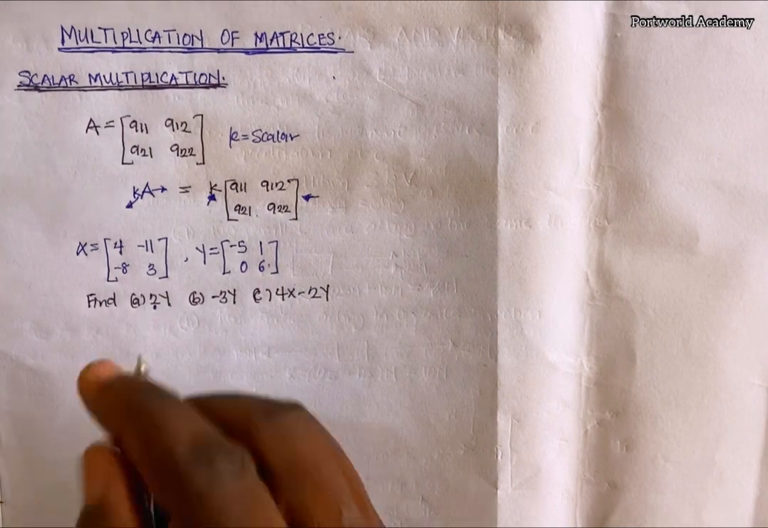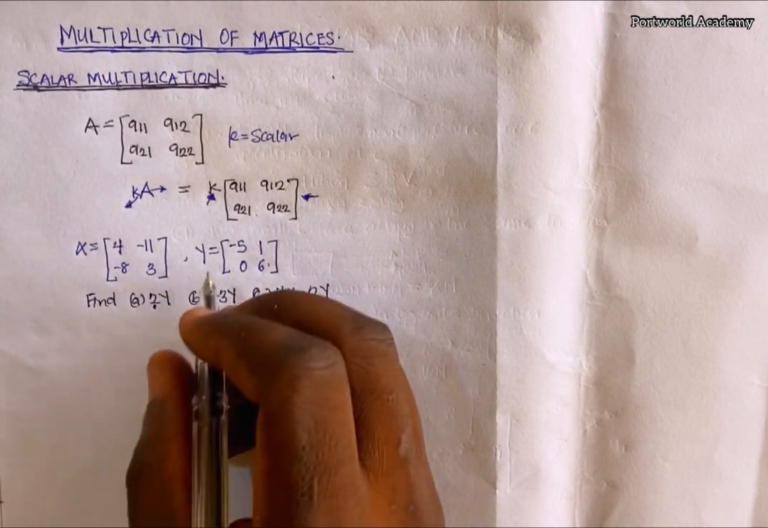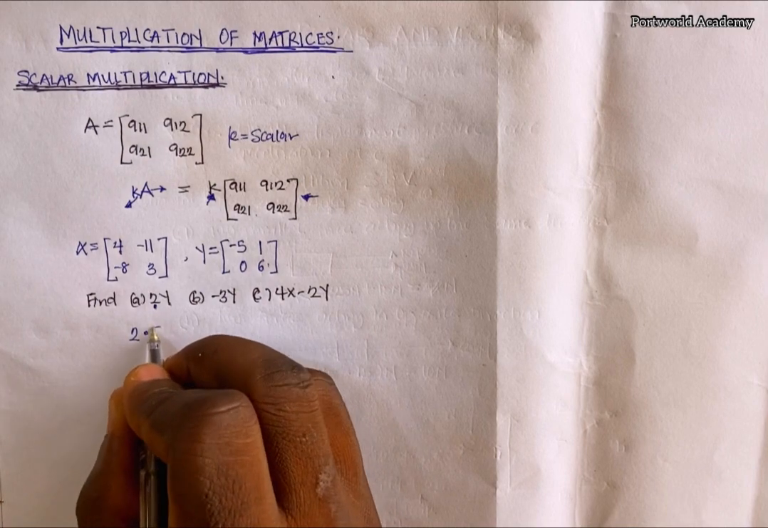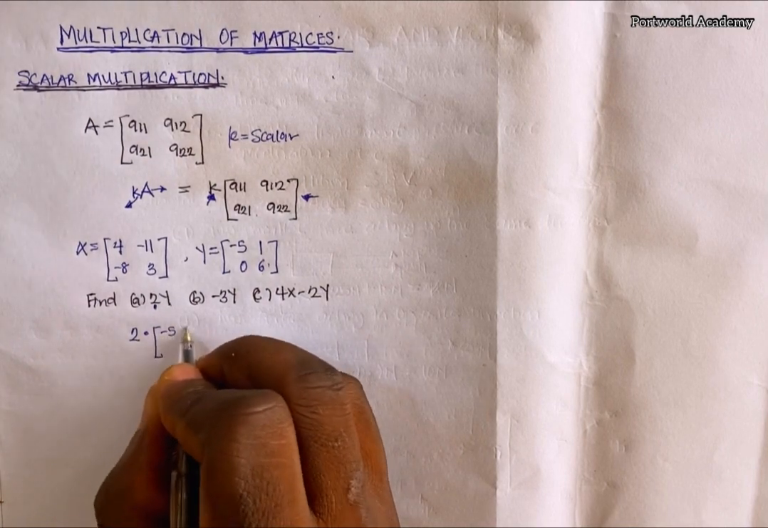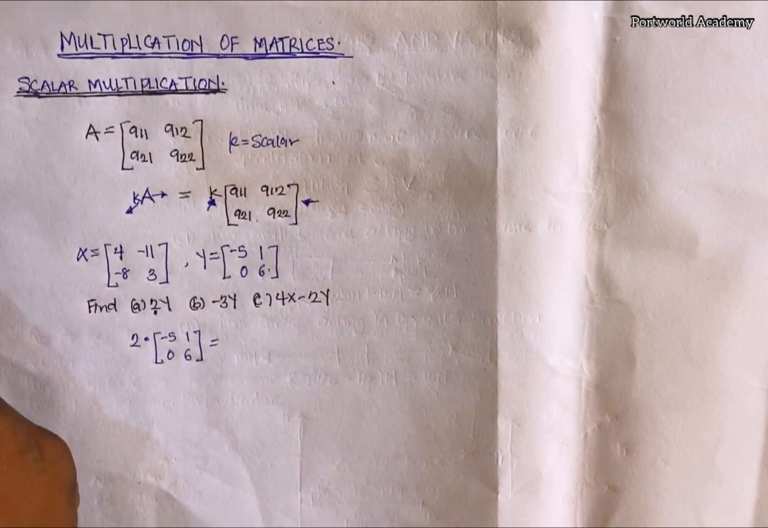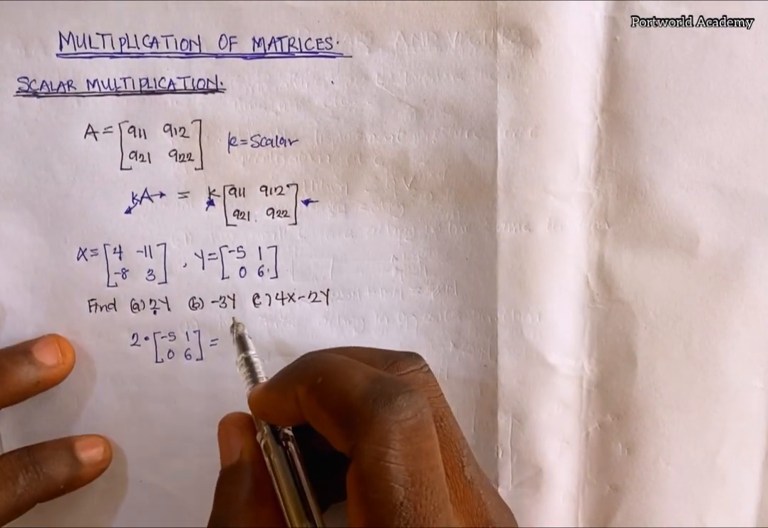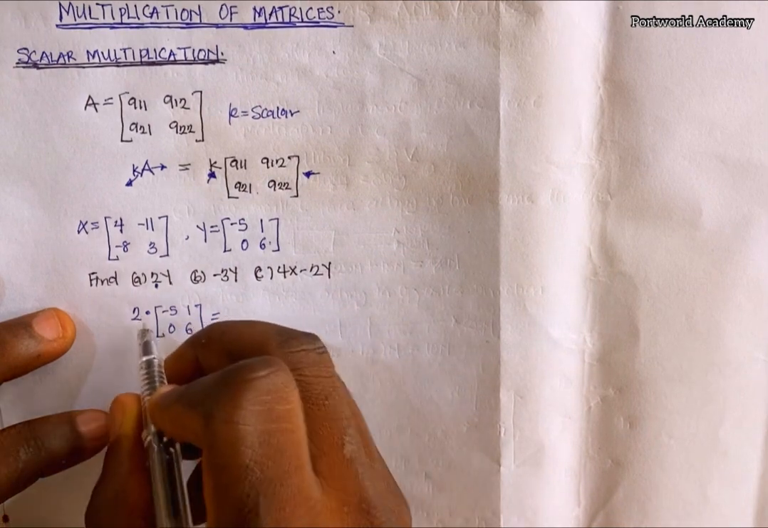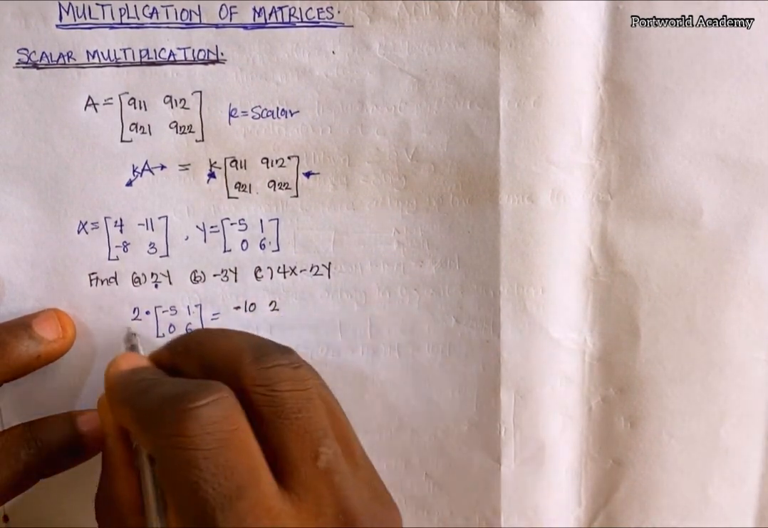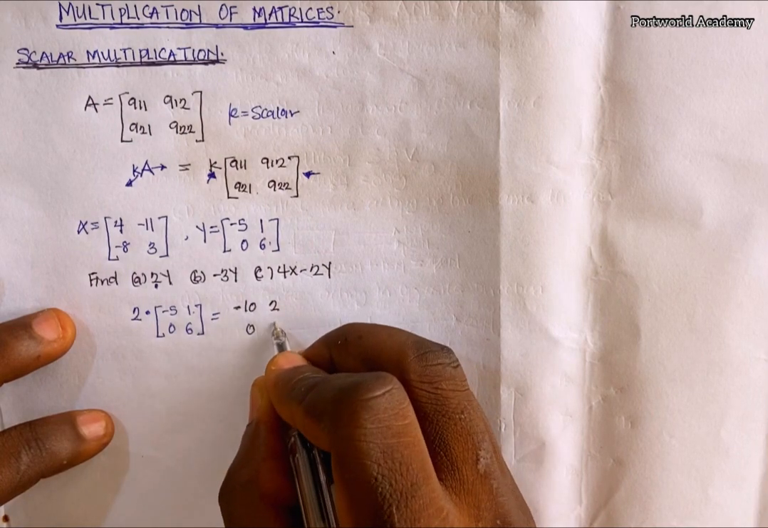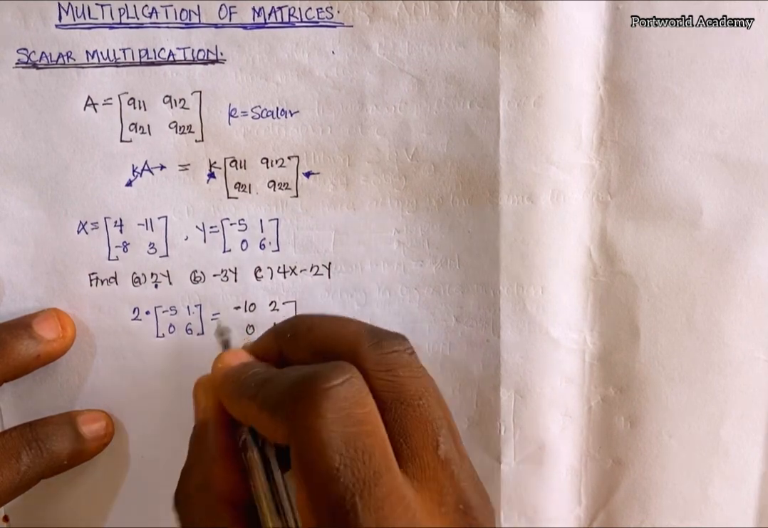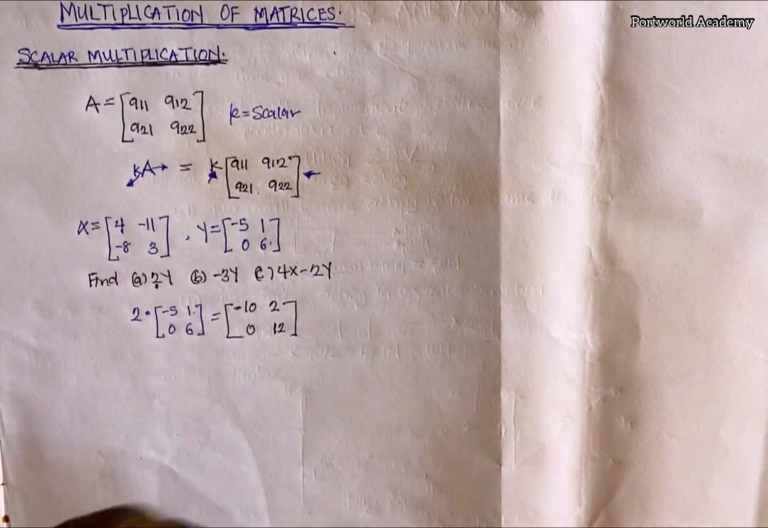So now let's go ahead and find 2y. In this case, we are having 2 multiplied by y, which is minus 5, 1, 0, and 6. Then the answer to a is going to be something like this. That's minus 10, right? 2 multiplied by 1, that's 2. 2 multiplied by 0 is 0. Then here we are having 12. So this is actually the scalar multiplication.